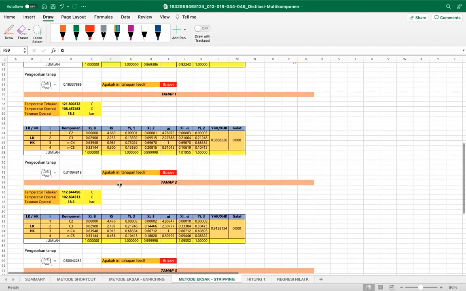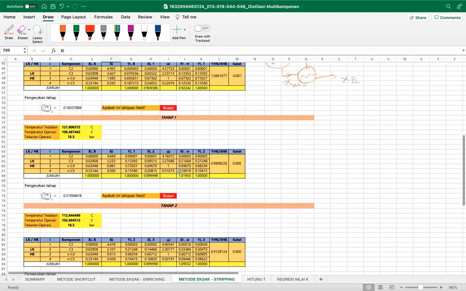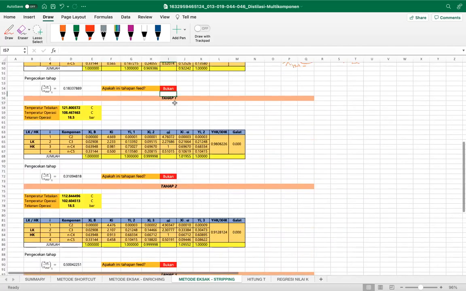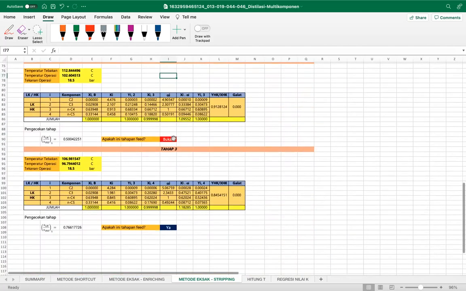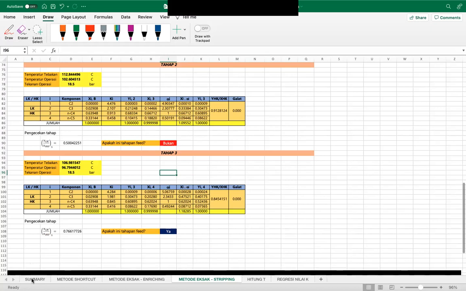So apparently, based on the calculation with the exact method, while we predicted 15 stages before, here we find there is one reboiler, and then 1 stage, 2 stage, 3 stage. Okay, so here we can see that there are differences between the shortcut method and the exact method, but that's fine.